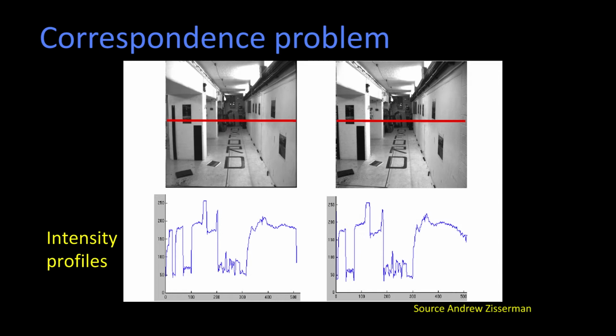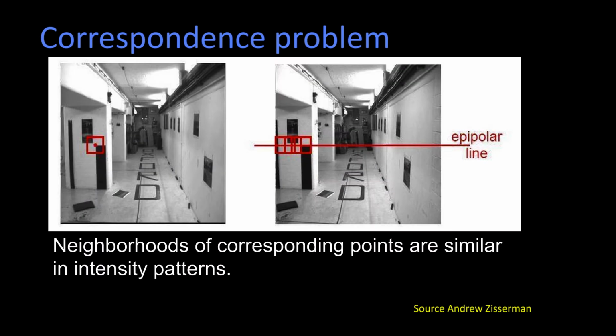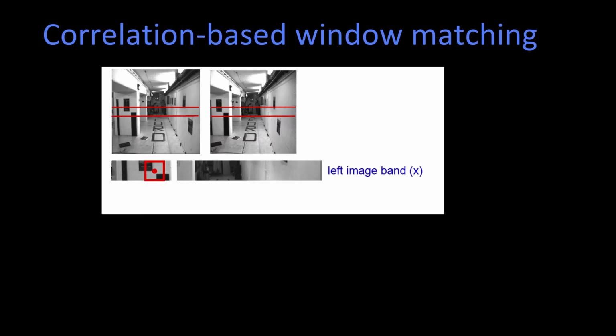But there are slight differences in exactly what the profiles look like. There's a little bit of noise. And there also might be some ambiguity, so finding where you match over here might be challenging over there. So we're going to look at this a little bit more carefully. We've pulled out a window on the left, and we're going to slide that window along the epipolar line on the right.